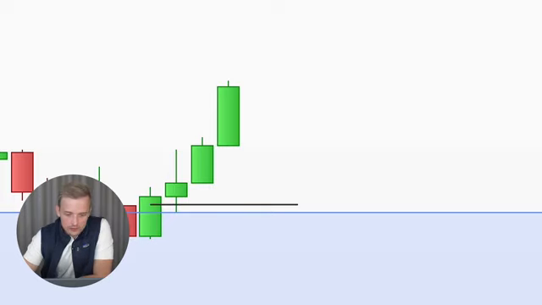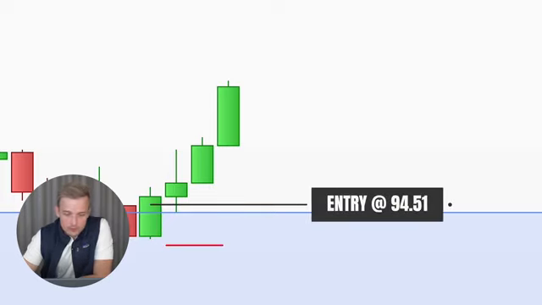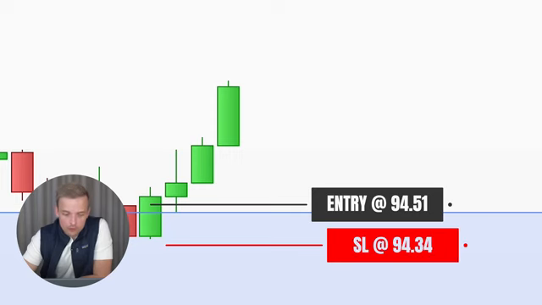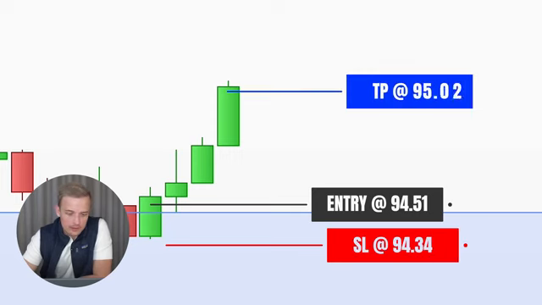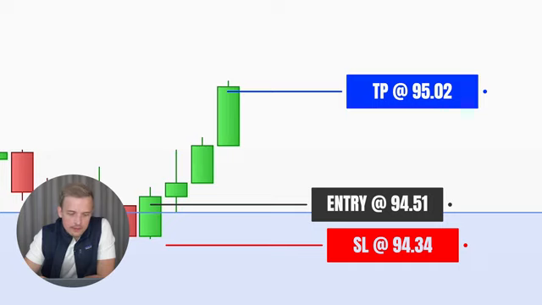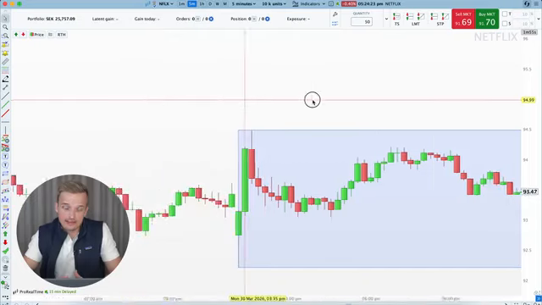In this trade, we entered at 94.51. We put the stop loss at 94.34 and we set the target profit at 95.02. So this trade had a 17-point stop loss and we made a 51 points win, which is pretty good, right? And this isn't cherry picked.